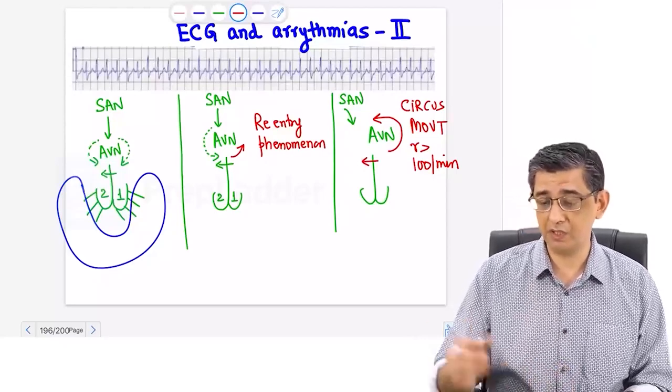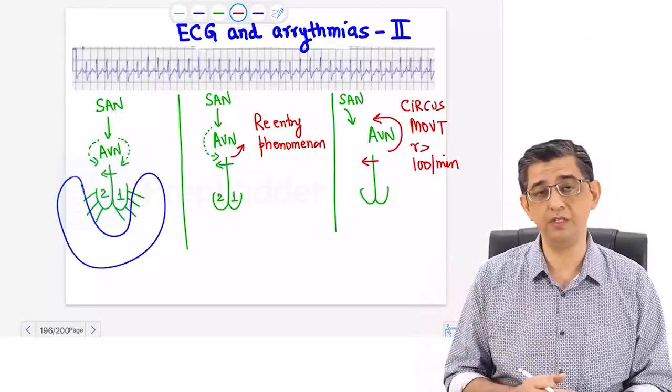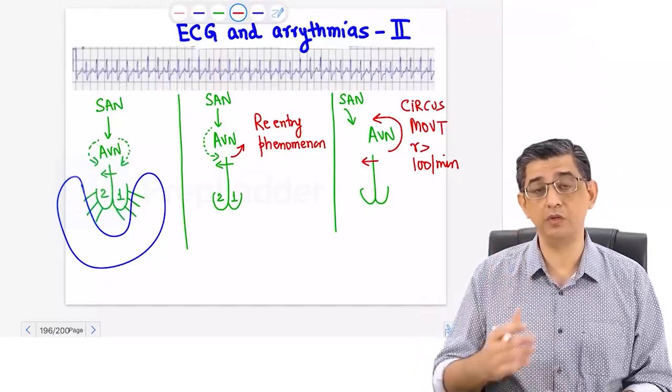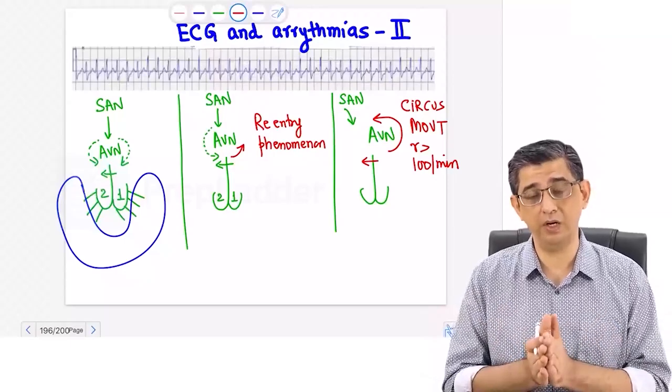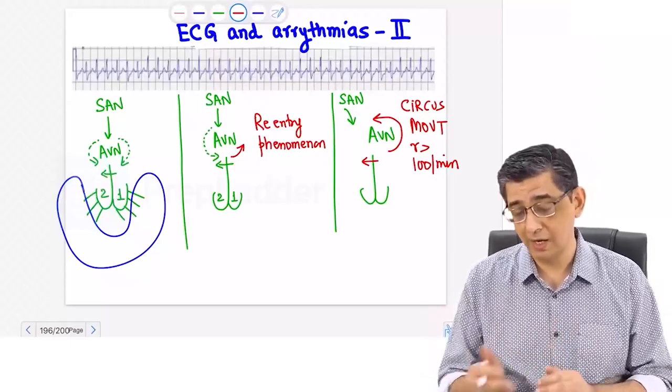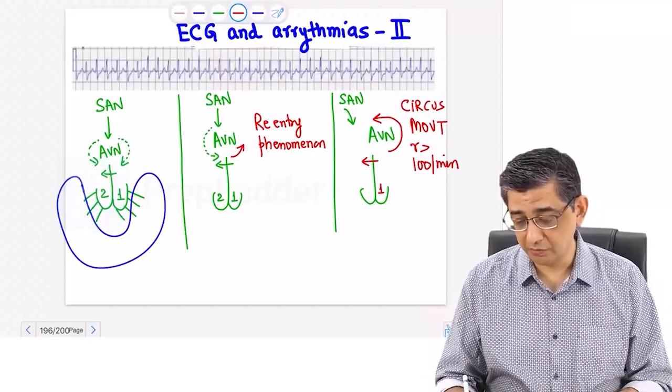I repeat once again, this current is anatomically closer to bundle of His. It fires at a higher frequency, so it's going to cause a faster activation of bundle of His. So there's going to be a narrow QRS tachycardia. The remaining path of current is going to be fine.